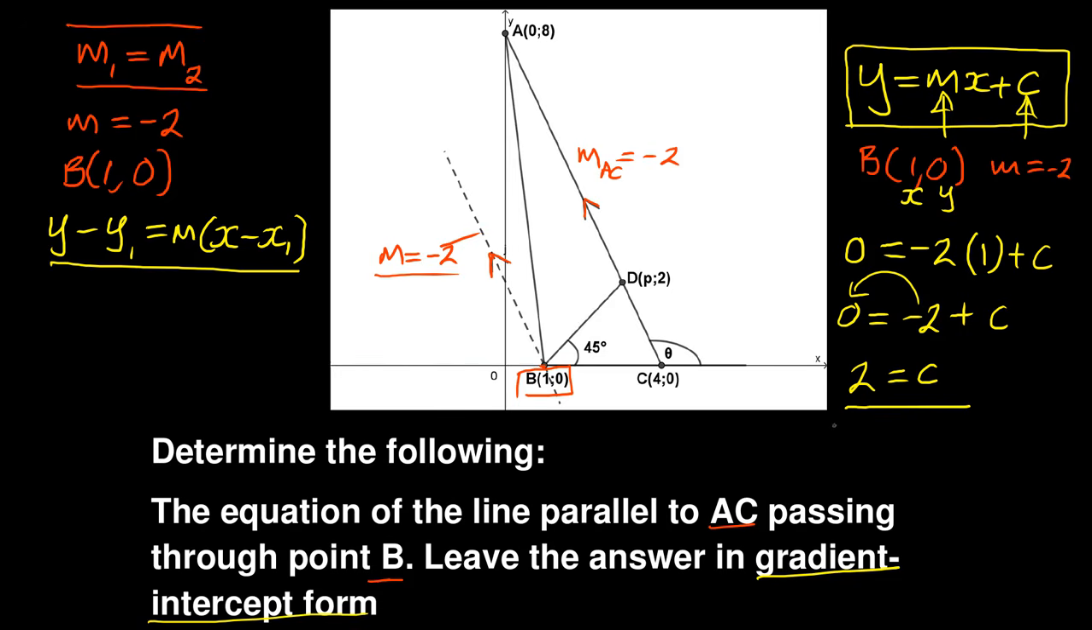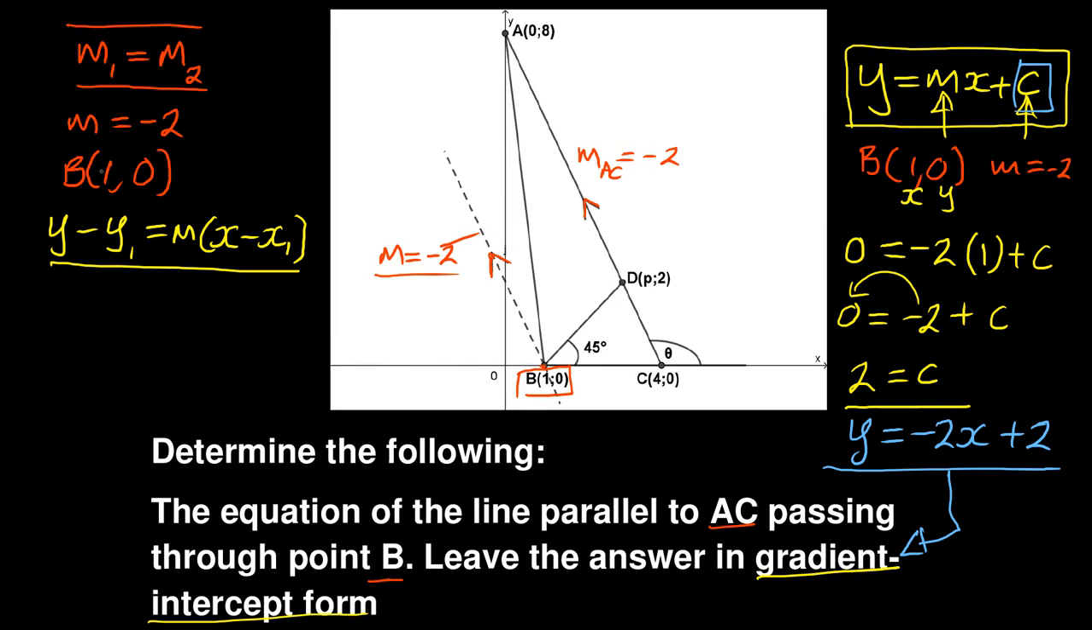When I write it in gradient intercept form, it will be y is equal to m, which is -2x plus 2, which is the c. So the main part of this formula is to find c, and after finding c, you write it like that. This is what they mean when they say the gradient intercept form.